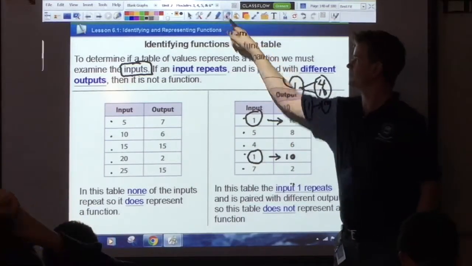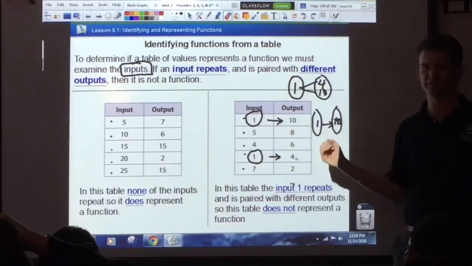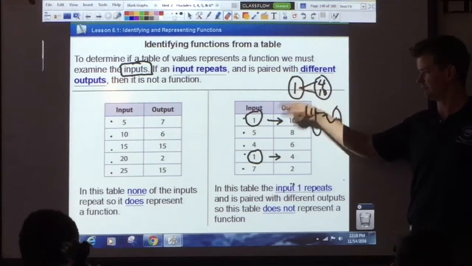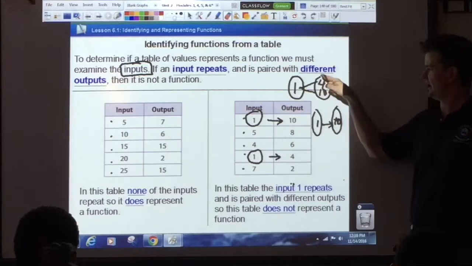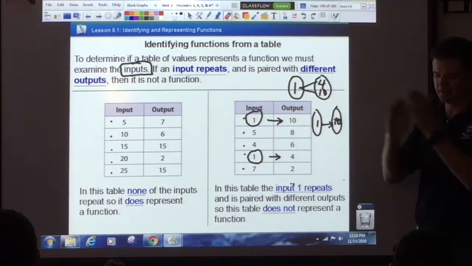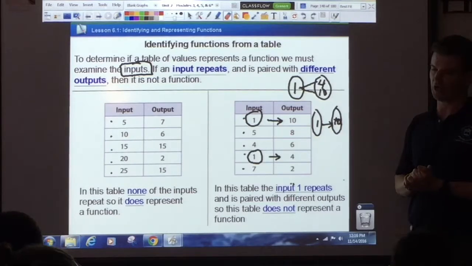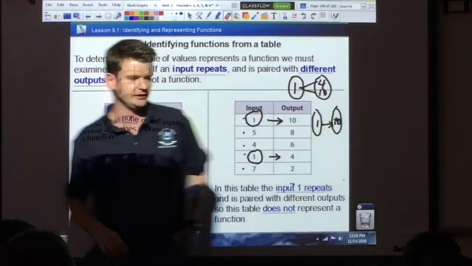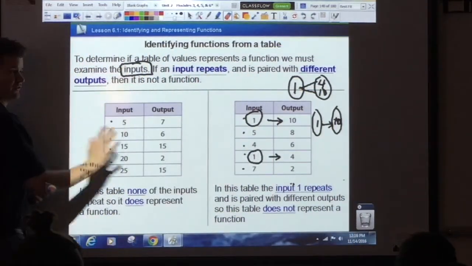But in this table, the input repeated, it was paired with a different output, and if you always want to double check it, make it a mapping diagram. Okay, I have 1. I don't have to write the 1 more than once, and it's paired with 4 and 10. So I have 2 different lines coming from this input to this output. That is not a function. All right, let's try a couple of these. So again, questions on this so far?